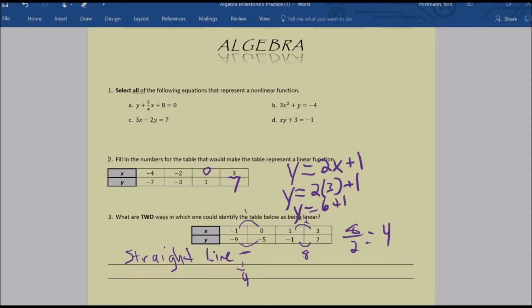So the 2 ways you could identify that as being linear is plot them, see if they form a straight line, and then do the rate of change, see if there's a constant rate of change. Look at the next questions in the next section. Later.